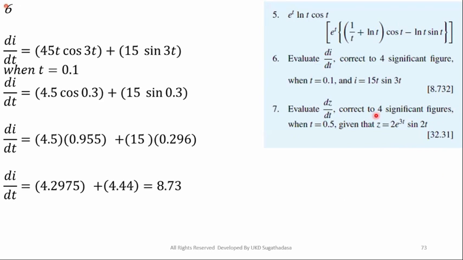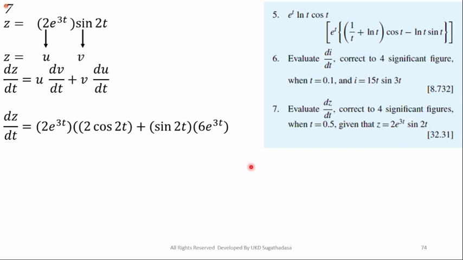First, write the function, z equals e^3t sine 2t. Then take the first part as the u function, 2e^3t. Take sine 2t as v. After that, write the formula, dy by dt equals u dv by dt plus v du by dt. Then put the appropriate differentiations and simplify before substituting the values. You can see the screen, the differentiation. The correct differentiation, if you have done it.